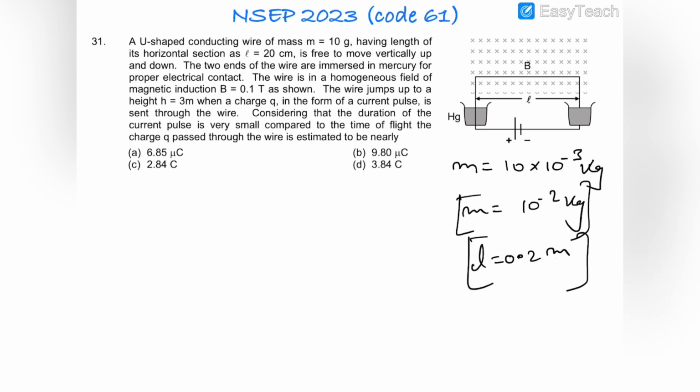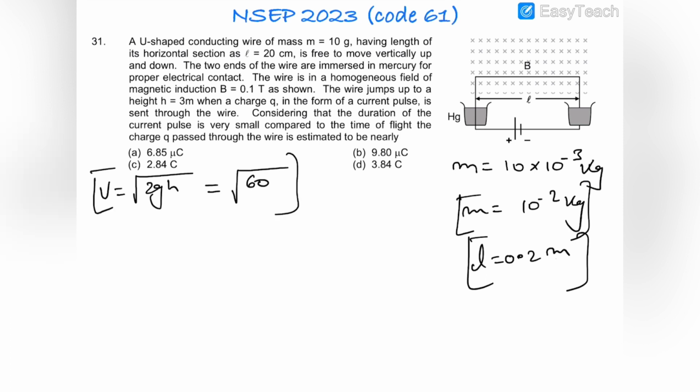and its two ends were immersed into the mercury to maintain the proper electrical contact, and B, magnetic field here is given as 0.1. This wire jumps to a height of 3 meters when a charge Q is sent through this wire for a very short period of time. We have to find out this amount of charge Q. First of all, we know that the velocity of this wire which produced the jump is under root 2gh. Okay, so this is under root 2gh, and this h is 3 meters, so it is under root of 60.